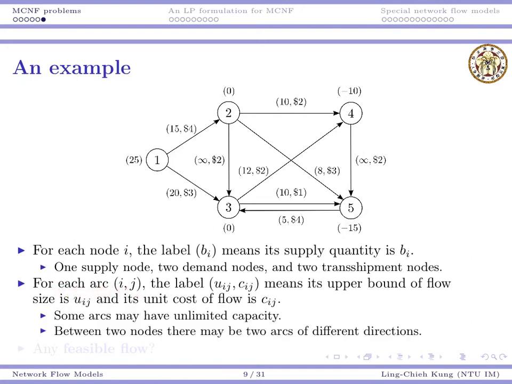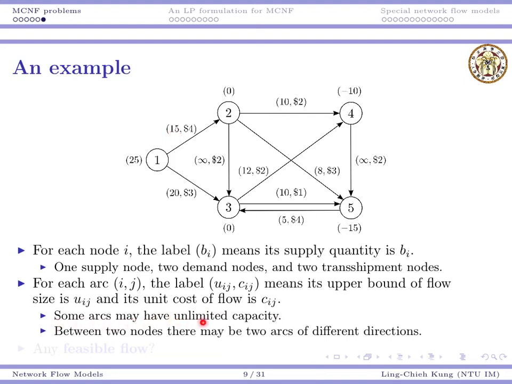For each arc ij, there is a label uij, cij. So for example, here you can see there are 15 and $4. That means uij is an upper bound of flow size, and cij is the unit cost of flow. When we do not write it down, that means the lower bound of the flow is 0. Okay, so you cannot send a negative number of units on an arc. But when we write it down, then that number means an upper bound.